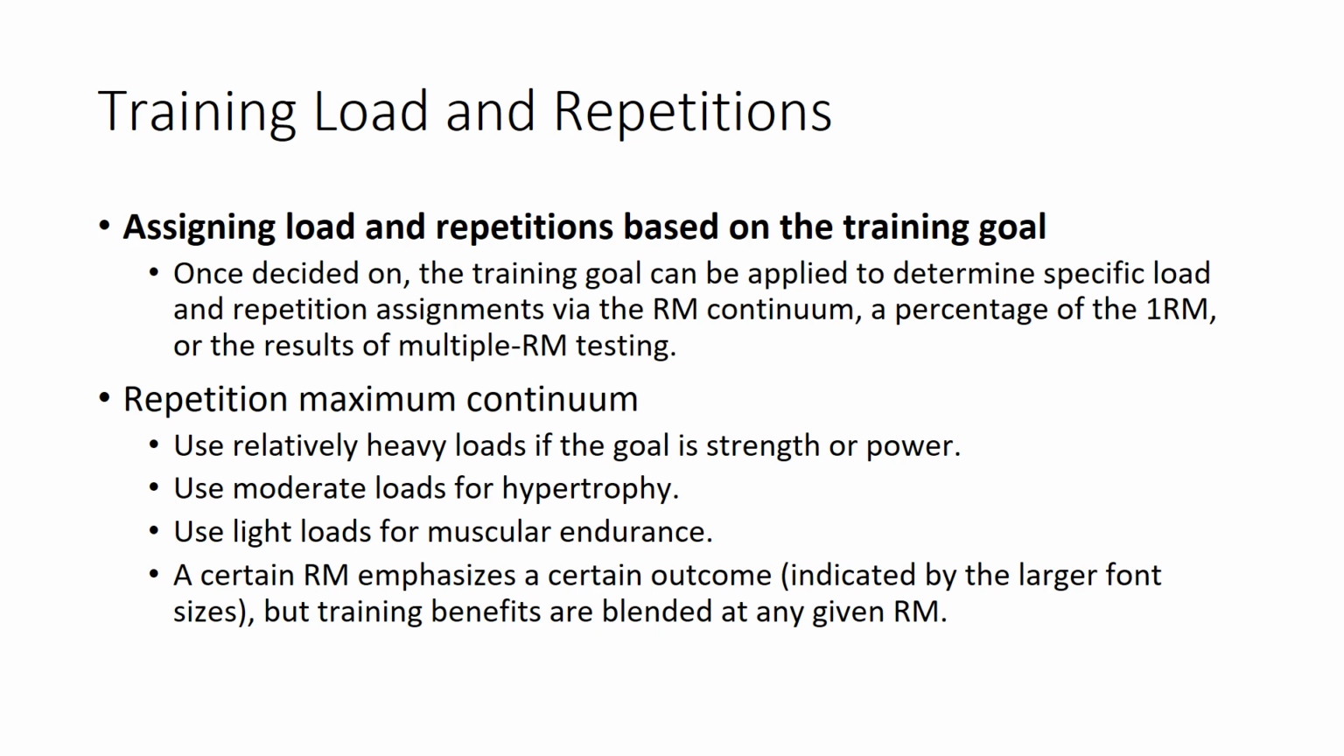For utilizing moderate loads, this is going to fall in the training goal of hypertrophy, or increasing muscle size. If we are utilizing light loads, this is more geared towards the training goal of muscular endurance. So a certain repetition maximum emphasizes a certain outcome, but training benefits are kind of blended at any given repetition maximum, so you'll start to see a little bit of an overlap.